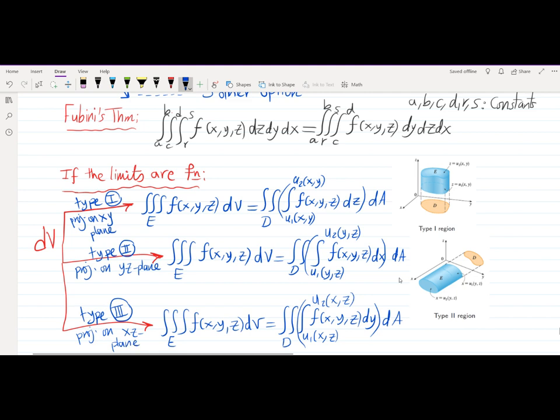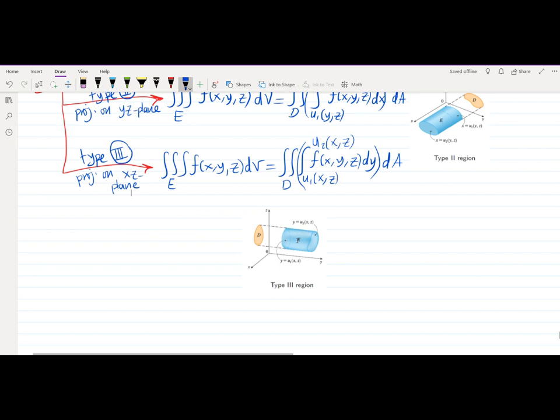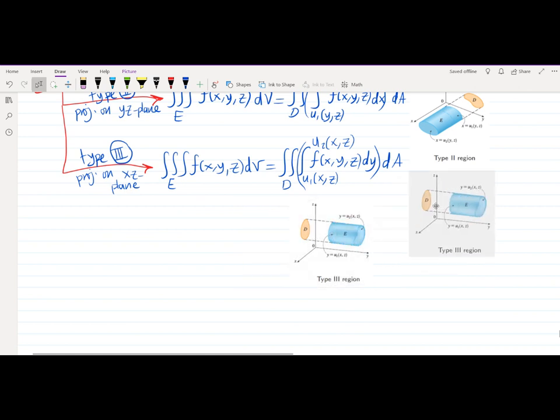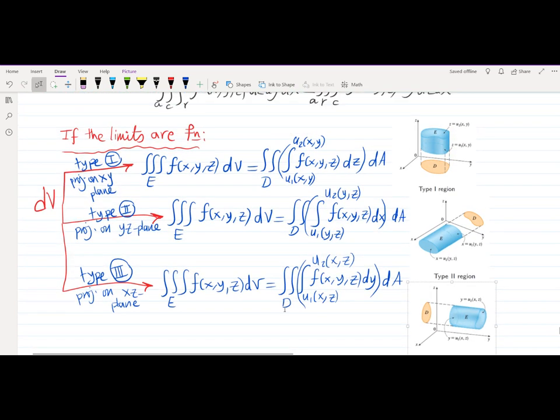And this can be described in the third figure, which is here. This is type 3 region. We can clarify this by another color. This is type 1, this figure is for type 2, and this figure is for type number 3. And as you see here, the solid E, its projection lies on the xz plane, and y changes from u1 of x and z to u2, which is a function of x and z also.